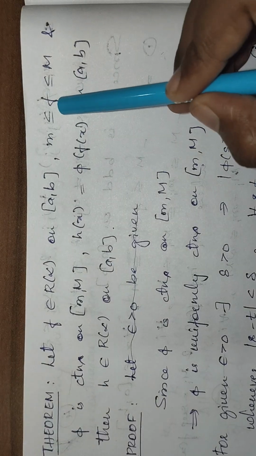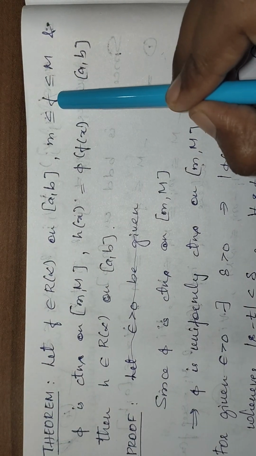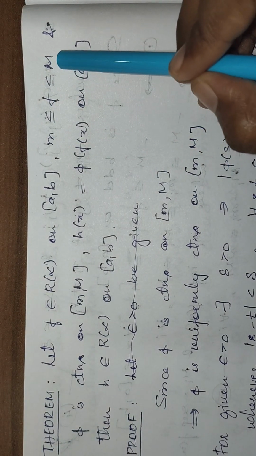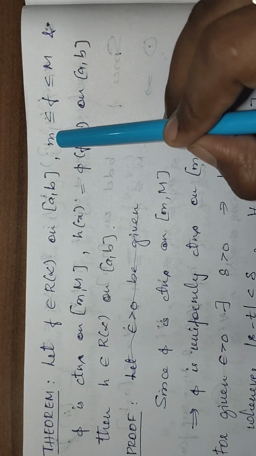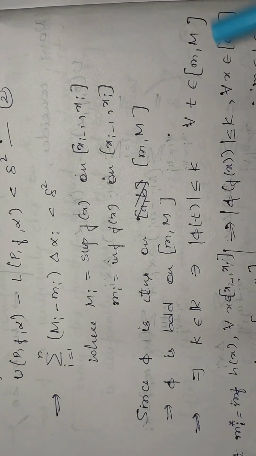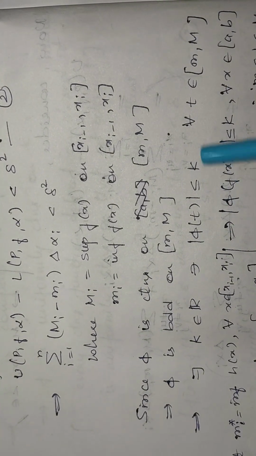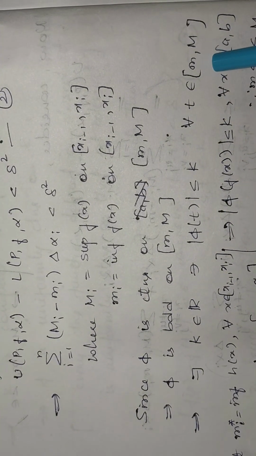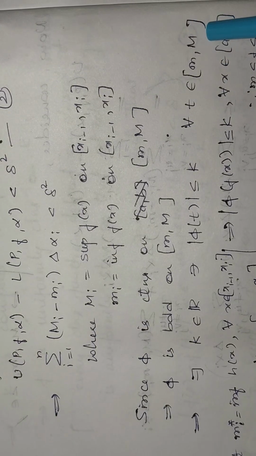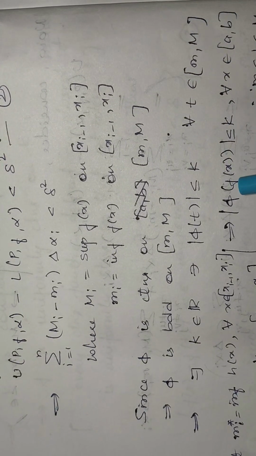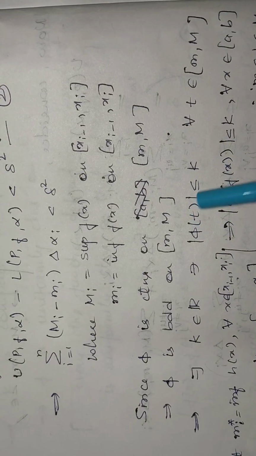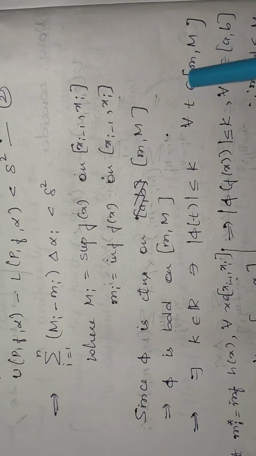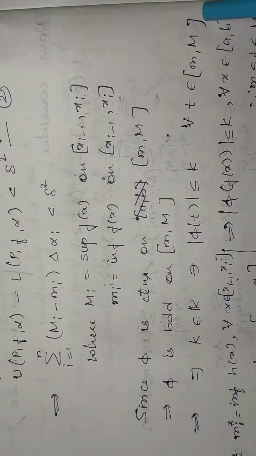this f of x also lies between m and capital M. That is, f of x belongs to closed interval m comma M. So here this is true for all t belonging to closed interval m comma M. So there is no harm in taking f of x in place of t, as f of x also belongs to the same interval m comma M.